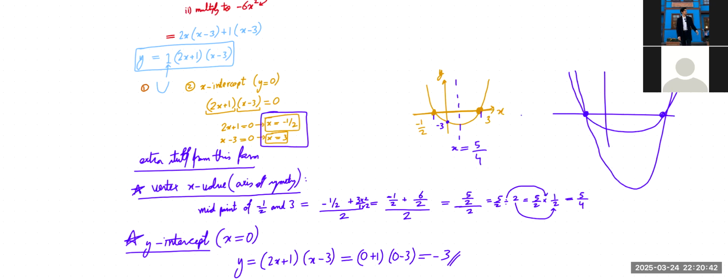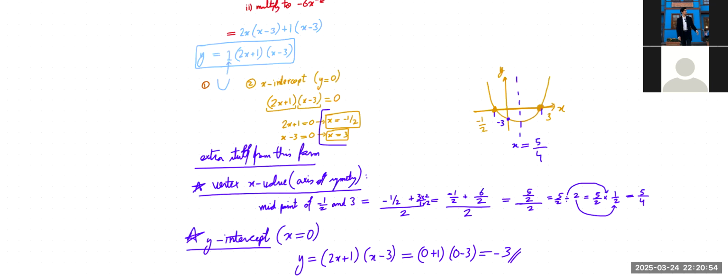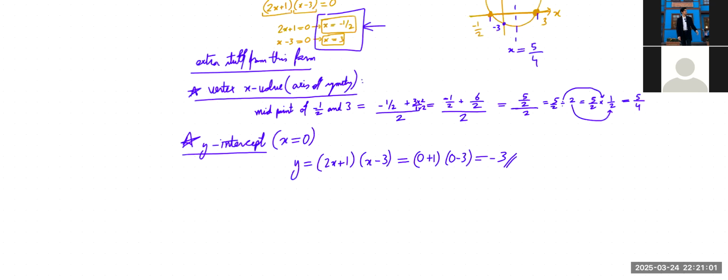Otherwise, I cannot pin down and say it's specifically this parabola, because who is to say that it's not this one? It also passes through those two points. You see? We'll look at a question like this later, but understand that I need something related to y along with something related to x also. I need two things. So this is all you can do with the roots form. Is this clear? All right.